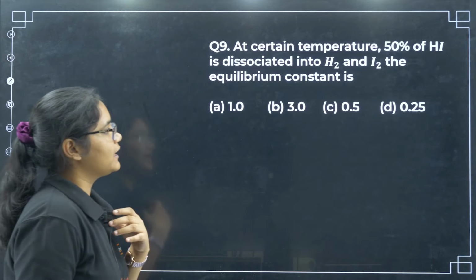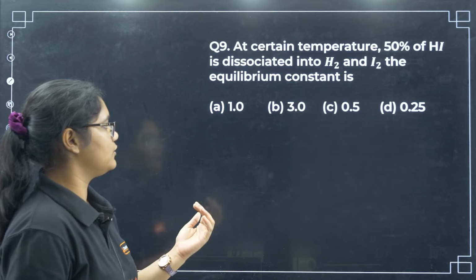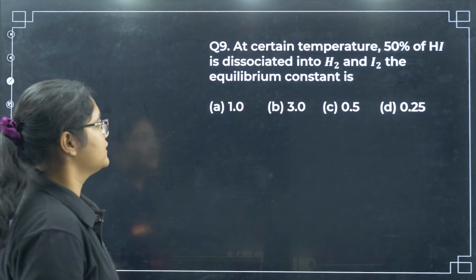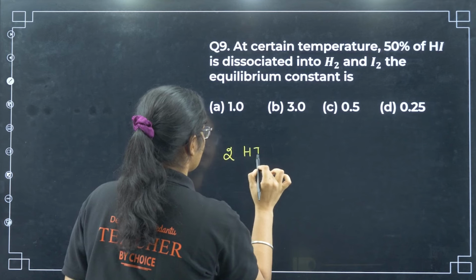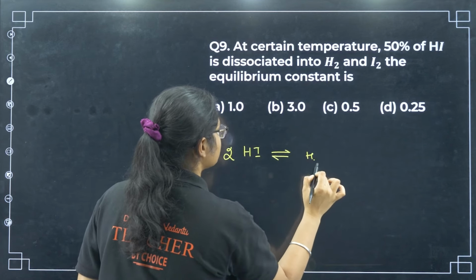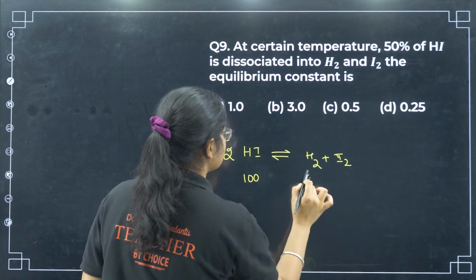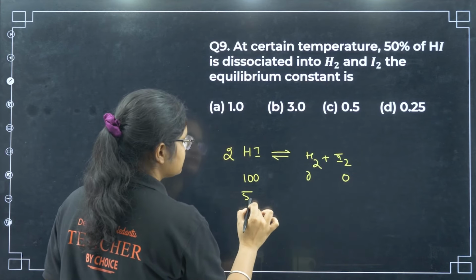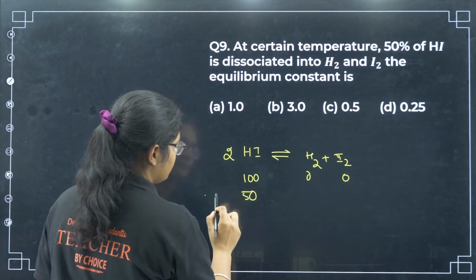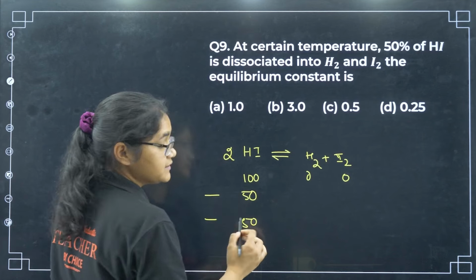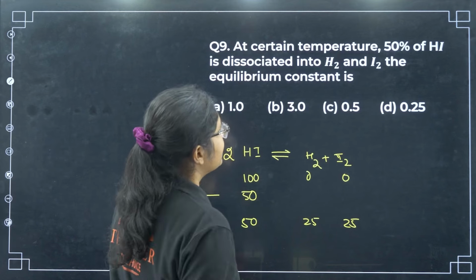Next, at certain temperature 50% of HI is dissociated into H2 and I2. The equilibrium constant is. So suppose I have 2HI, okay, gives me H2 plus I2. Okay, suppose initially it was 100%, this was 0, 0. 50% dissociated, so this one will become 50, right? 50% dissociated. Now how much will be left? 50% will be left, and this one will be 25 and this one will be 25.